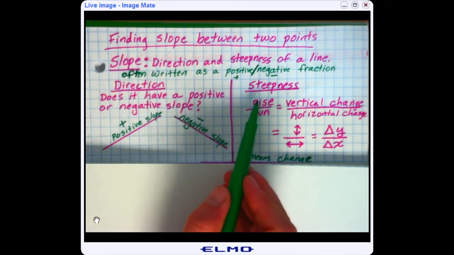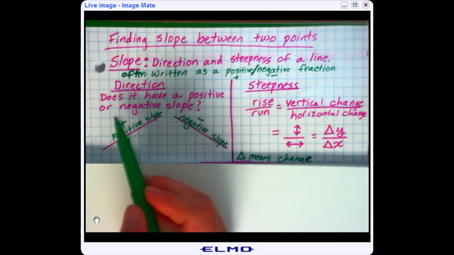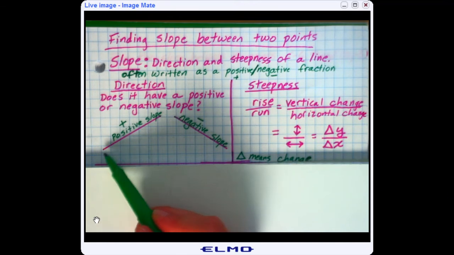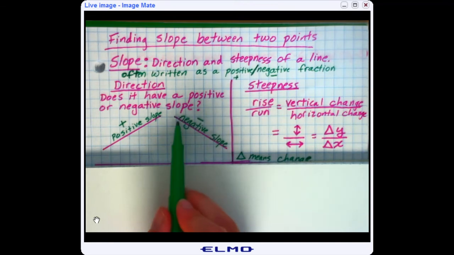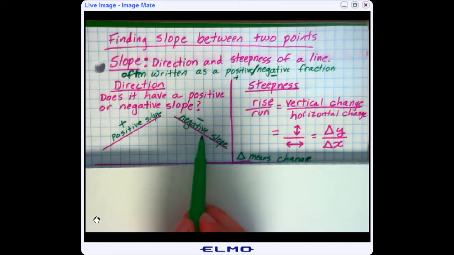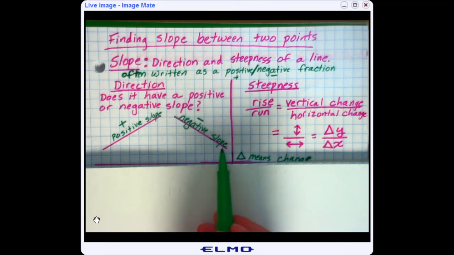Okay. Now when I'm finding the slope of a line, I'm looking at the direction of it and the steepness of it. When I talk about direction, I'm talking about does it have a positive or a negative slope. I know a line has a positive slope if it's going up, left to right. I know my fraction will be positive. If my line is going left to right and it goes down, I know my fraction will be negative and that line has a negative slope. Okay, so that's my direction. I either have a positive slope coming up or a negative slope coming down.